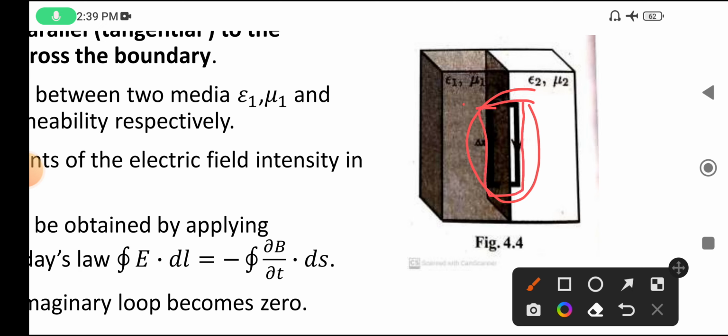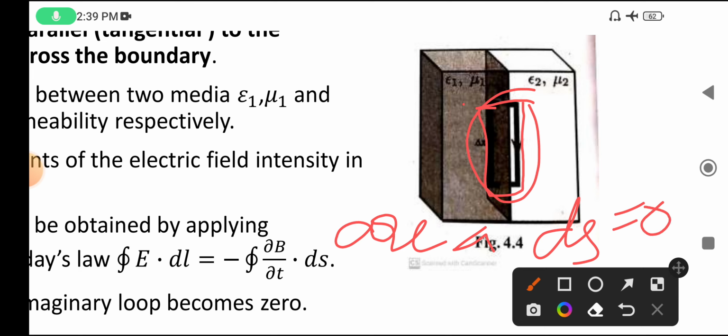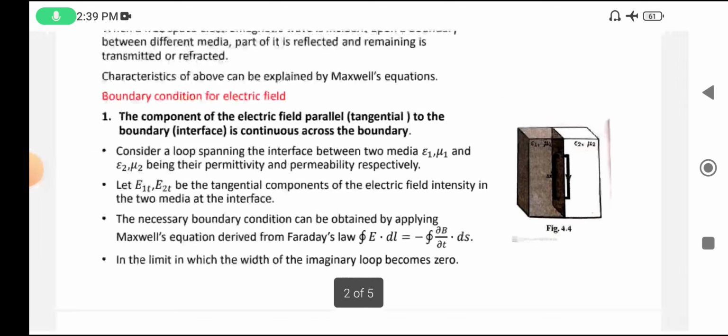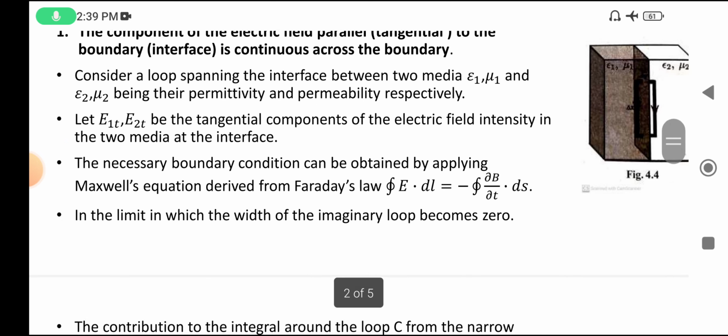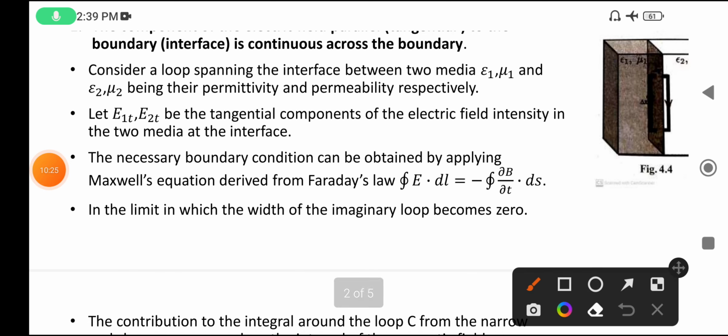When we compress this loop, its area slowly decreases. If we compress it very near to the boundary, the area is approximately equal to 0. That means this term becomes 0, and then the integral of E dot dl equals 0. That is the point we need, in the limit in which the width of the imaginary loop becomes 0.